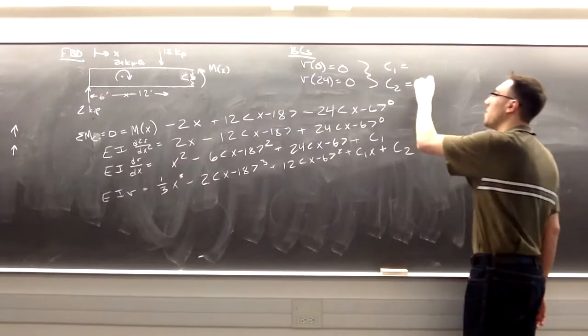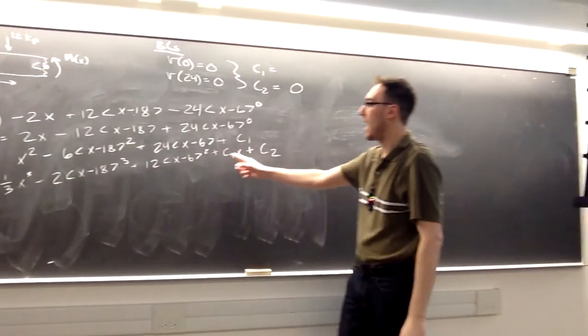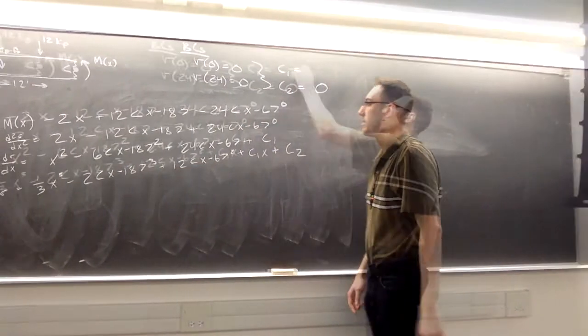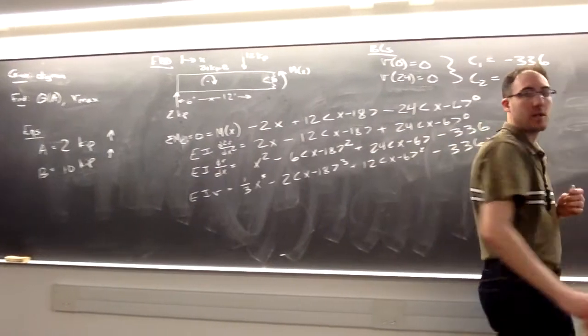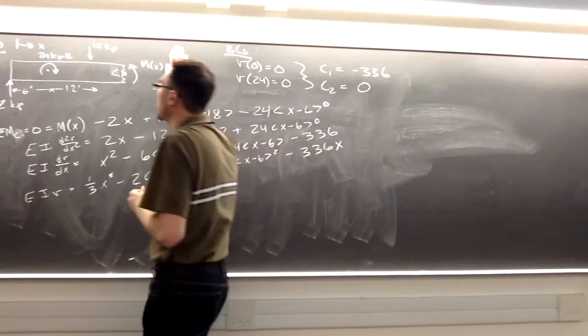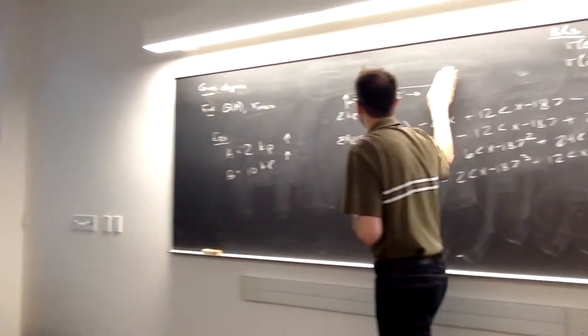Right, C2 is 0, because when we plug that in down here, everything drops out except C2. So you get negative 336 for C1. Right, so this one asks us to go a little bit further. We want to know what the slope is at A.